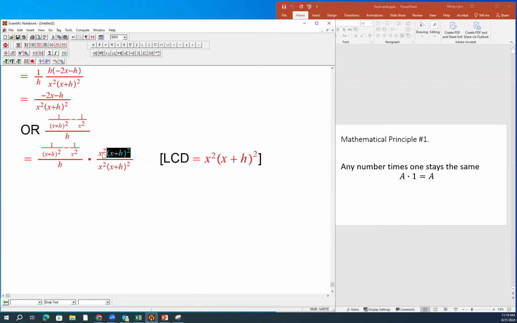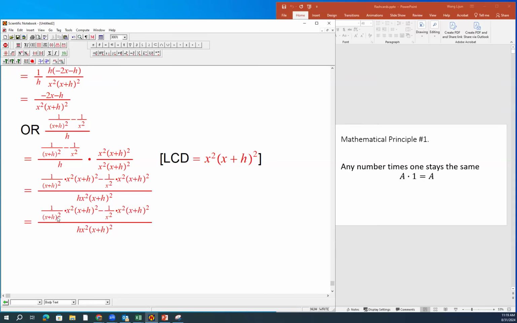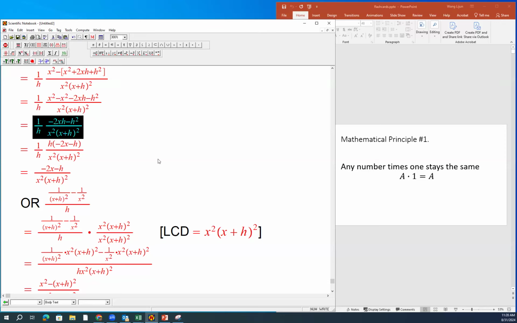And numerator times numerator, but the numerator is a subtraction, so in this case, I can write it by the distributive law. I'm going to take this piece to multiply that, and multiply the second one that is being subtracted. And the latter one, denominator times denominator. And there we go. And here you can reduce it. The x plus h squared in the denominator and x plus h squared in the numerator will be reduced. And 1 over x squared multiplied by x squared will be reduced to 1. So essentially, we got the same thing as we did here. You see that?